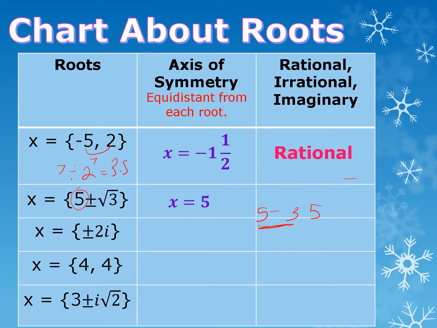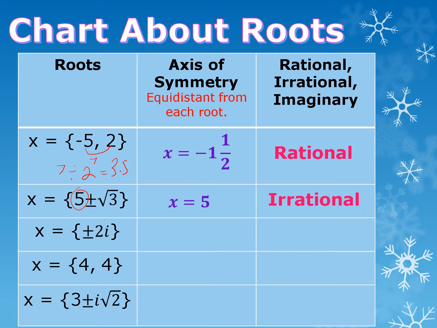Okay, let's look at our next box. It wants to know, are these rational, irrational, or imaginary? Well, 5 by itself is rational, but I'm taking that 5 and I'm adding the square root of 3 to it, or I'm subtracting the square root of 3. Well, I know the square root of 3 is irrational. So regardless of what's happening with that first number, anytime I add or subtract an irrational number, that is going to make my root irrational as well.